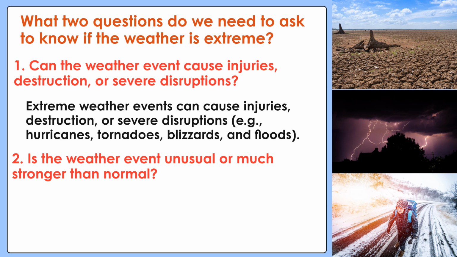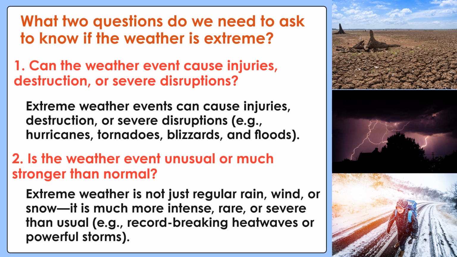Number 2, is the weather event unusual or much stronger than normal? The answer, extreme weather is not just regular rain, wind, or snow. It is much more intense, rare, or severe than usual. Examples, record-breaking heat waves or powerful storms.